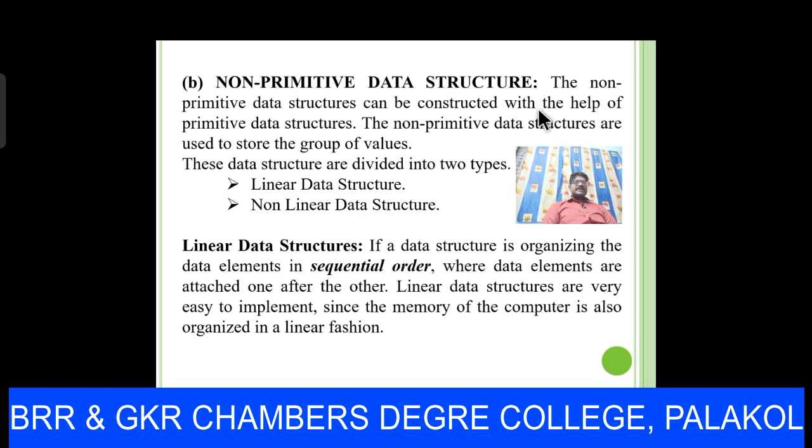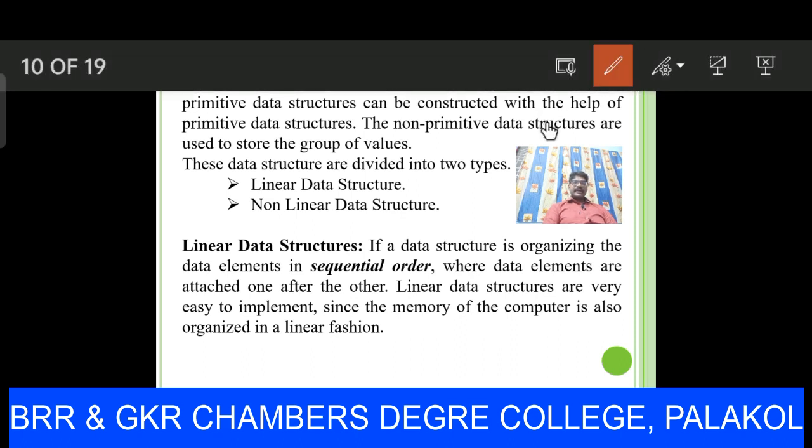These data structures are divided into two types. One is the linear data structure and another one is the non-linear data structure. Linear means sequential arrangement of data. We call it a linear data structure. For example, arrays, linked list, stack and queue.